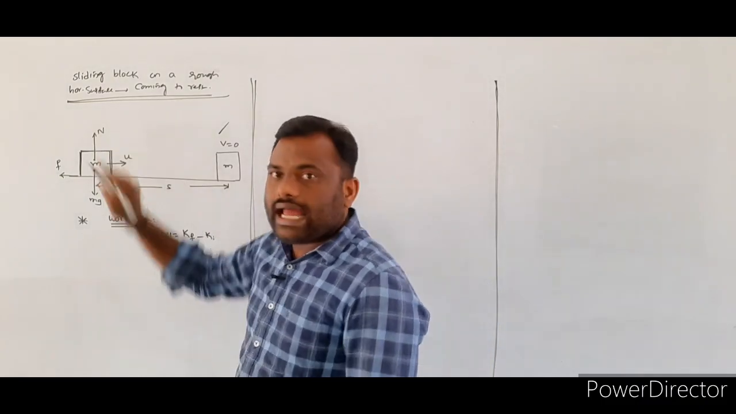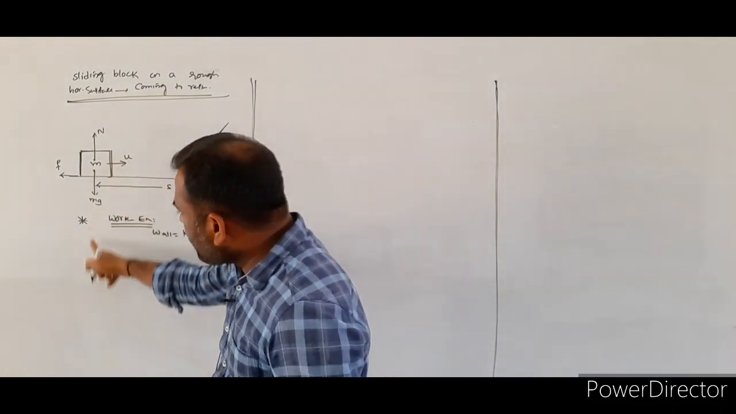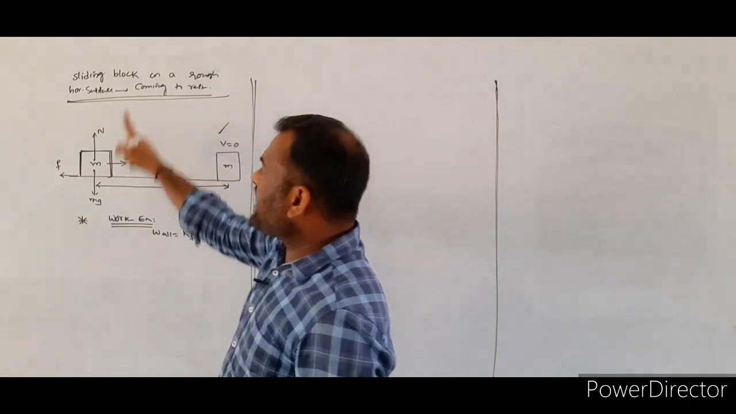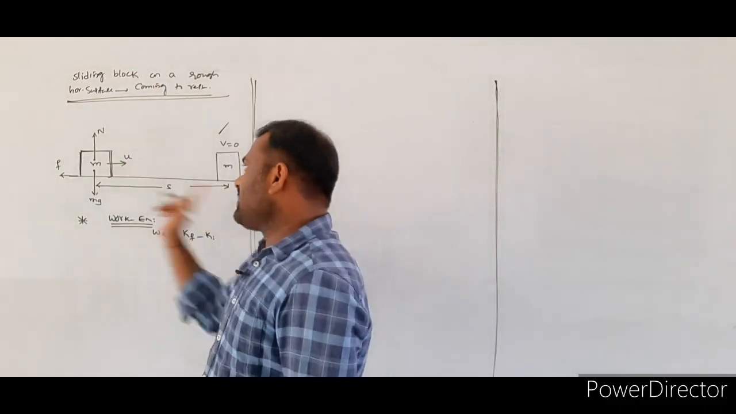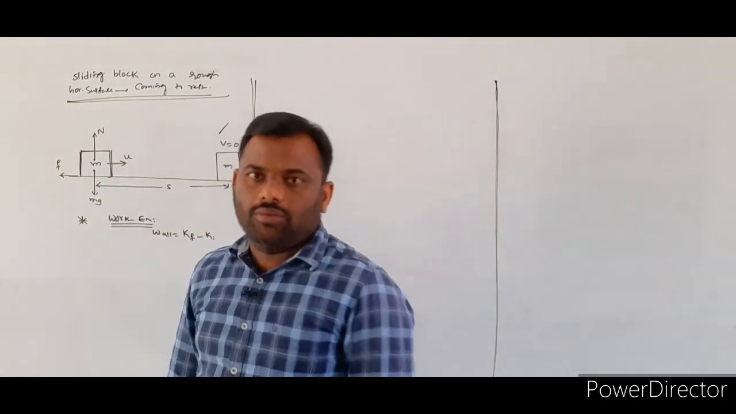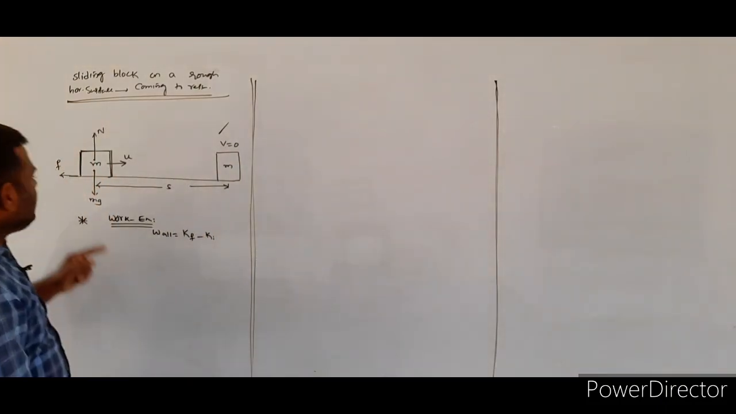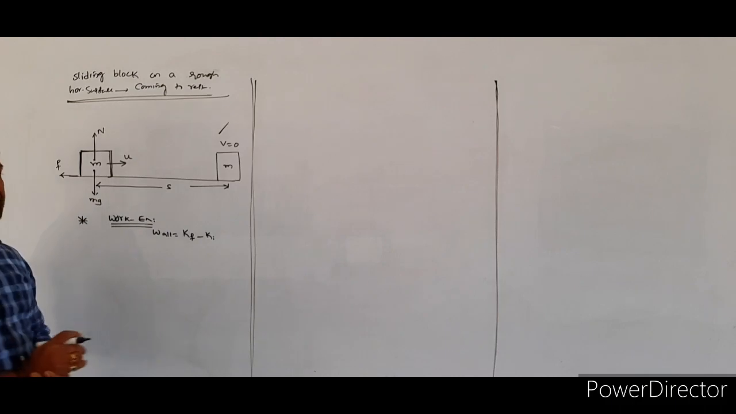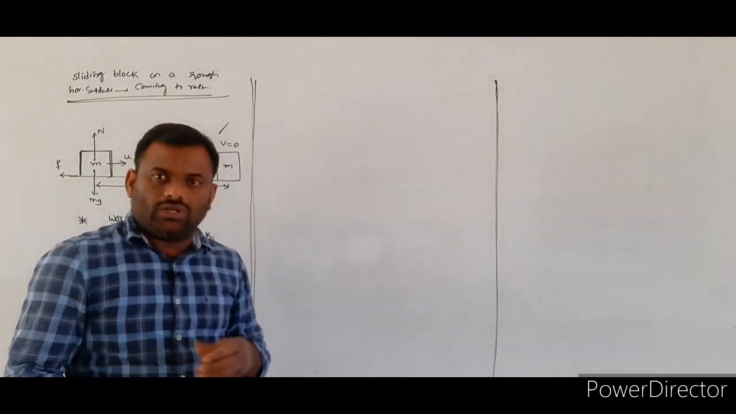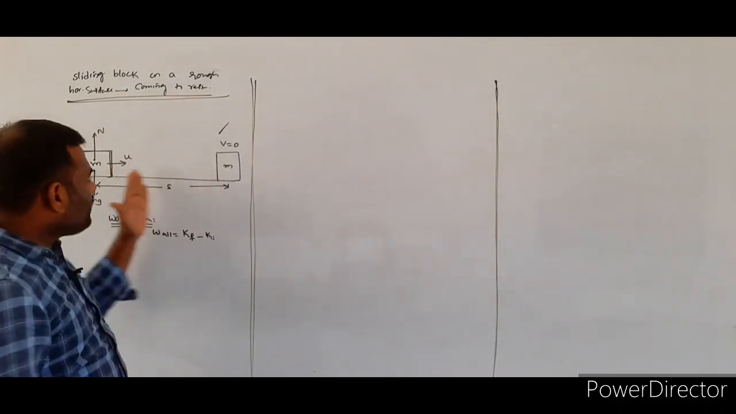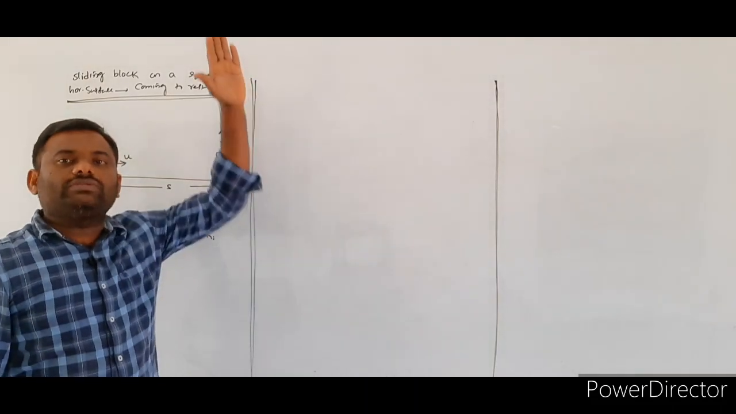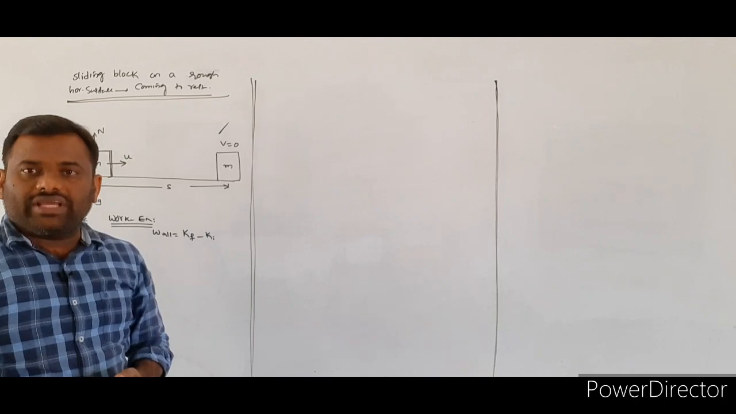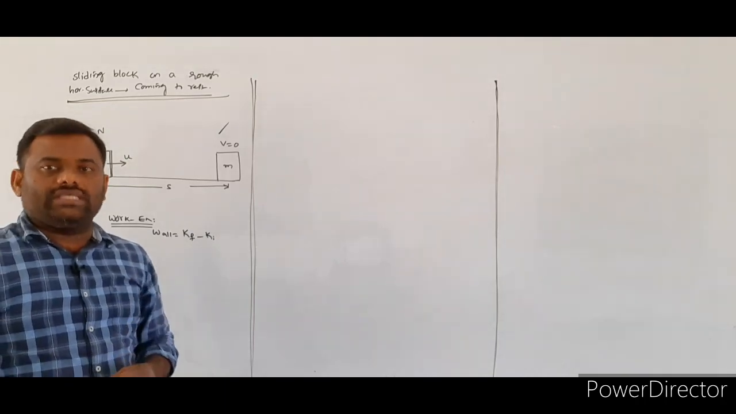Three different forces are acting. One is the weight, acting vertically downward, perpendicular to the surface of contact; the normal reaction, perpendicular to the surface; and a frictional force, opposite to the motion of the block. If you calculate the work done by the gravitational force as well as the work done by the normal reaction, that value will be equal to 0. Why? The displacement of the block is in this direction and these forces are perpendicular to the direction of the displacement. Hence, work done by gravity as well as the normal reaction is equal to 0.